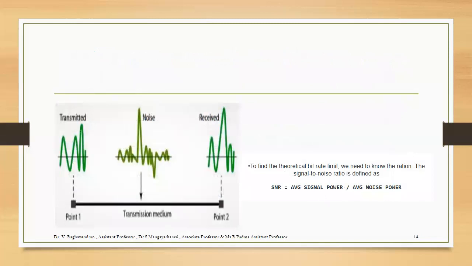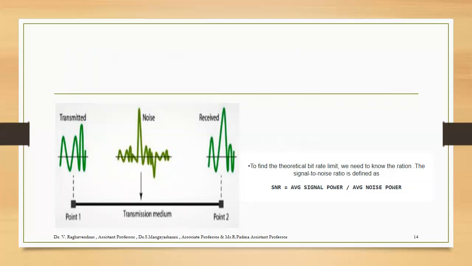So this is an example of noise. First, when information is transmitted between point 1 and point 2, the original signal is transmitted. Next, in the original signal, one type of noise is added. So our original signal is converted into a noisy signal that is transmitted to point 2, the destination side.